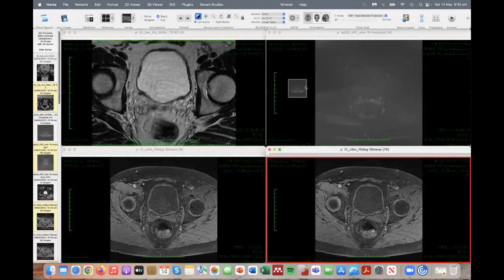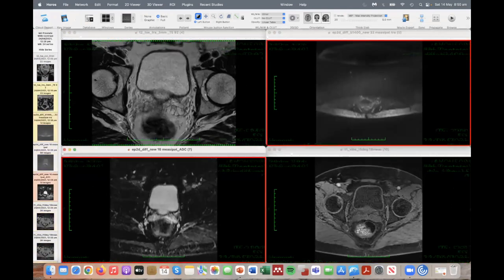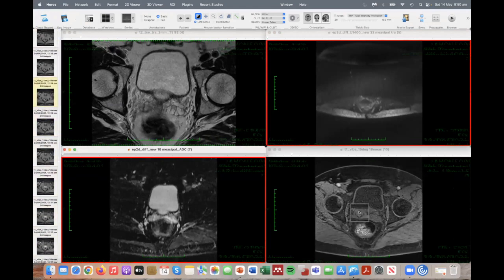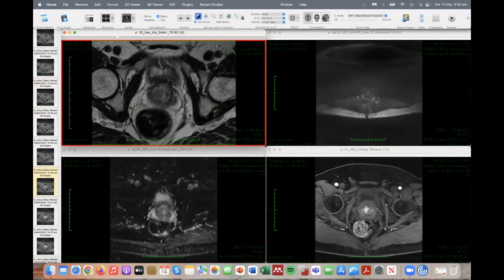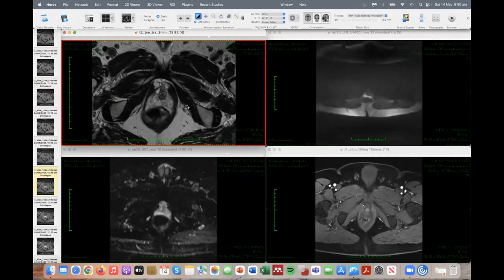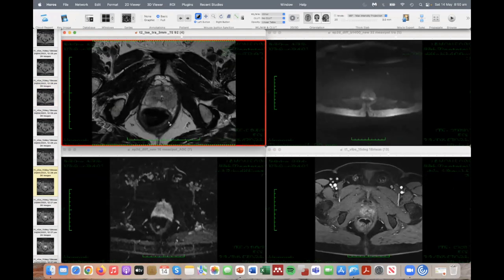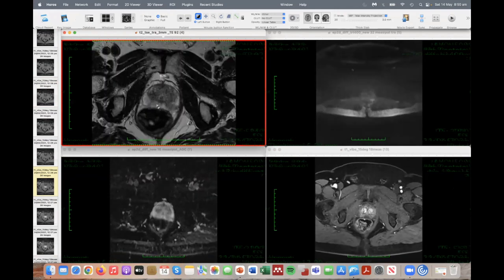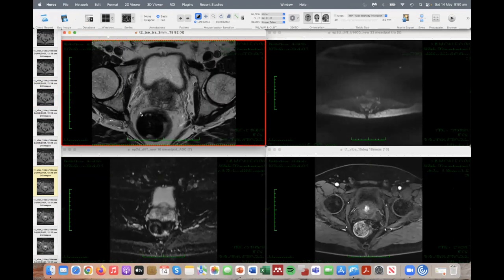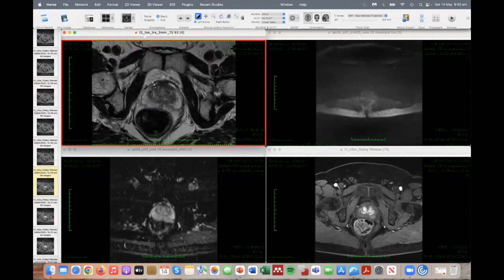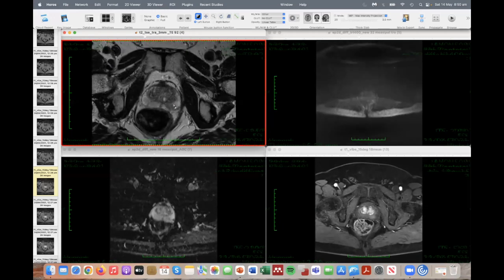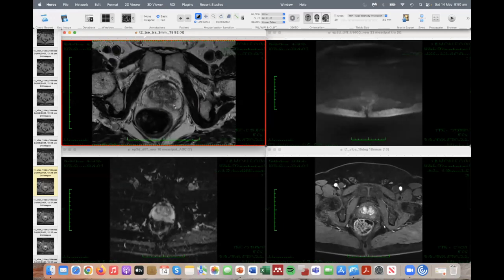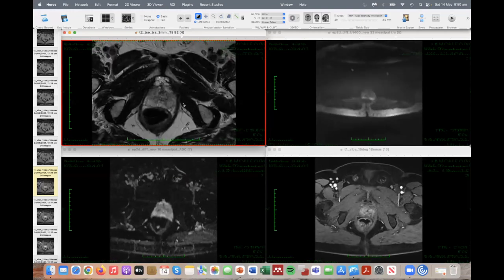So again, this is a 1.5 Tesla study. Now on this scan, we can clearly see the presence of rectal gas, especially on T2 weighted imaging. You can see that the rectum is full of stools and air. And you can see that the background has improved. So the PZ now is more visible. Basically, the hyperintensity of the PZ on T2 weighted imaging is more visible.